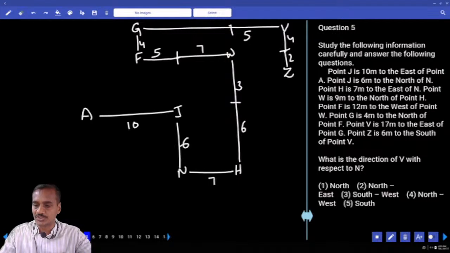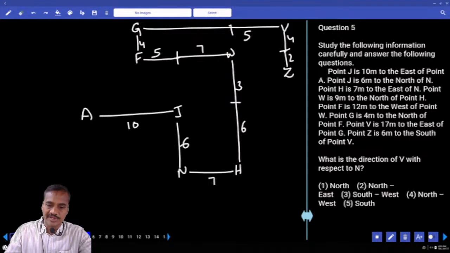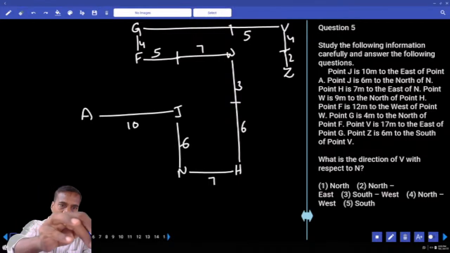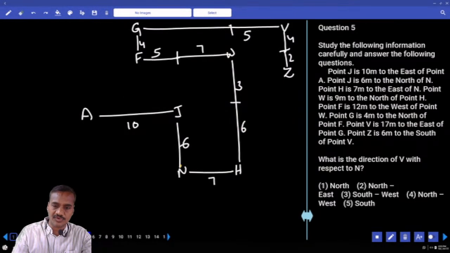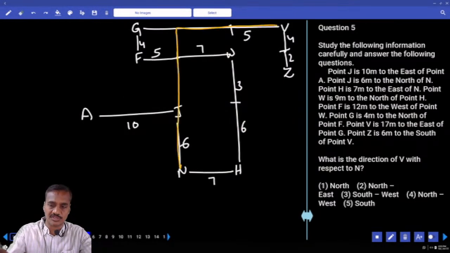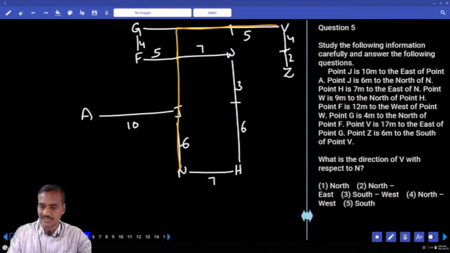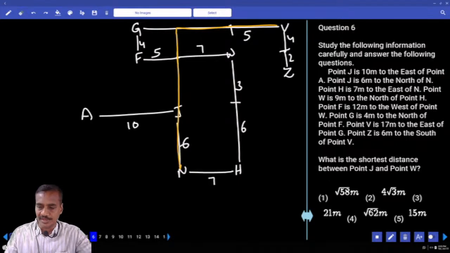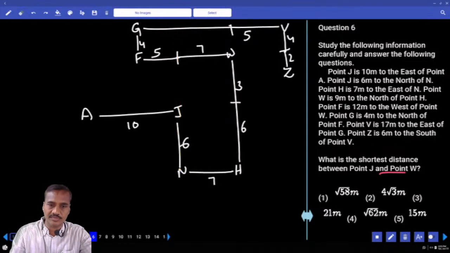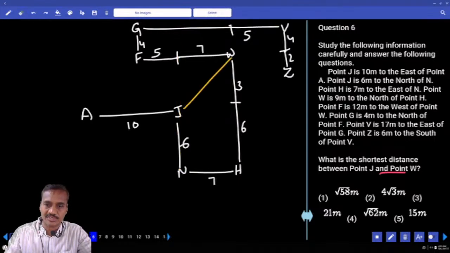Then what is the direction of V with respect to N? Now in order to reach V from N, first we need to move towards north and east, so northeast. Now northeast, that is the choice to question number 5. And shortest distance between J and W. Now in this J and W, J is here, W అమ్మ ఈ రెండింటి మధ్య distance. మా ఇదేమో 3 అవుతుంది, ఇదేమో 7 అయింది. Now 49 plus 9, 58. Now root over 58, choice 1, sixth one.